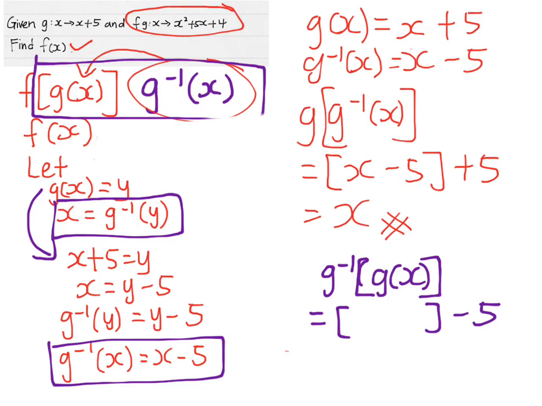Now x already becomes g(x), so this is g(x) minus 5. And g(x) is x plus 5. So g(x) over here will be x plus 5, so this is x plus 5 minus 5. We have got x also.